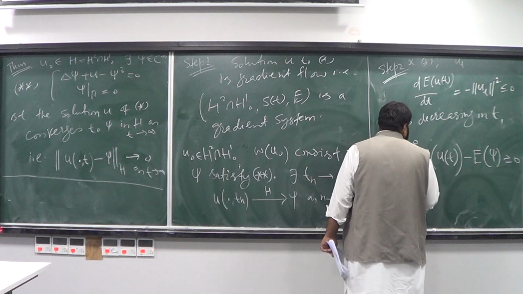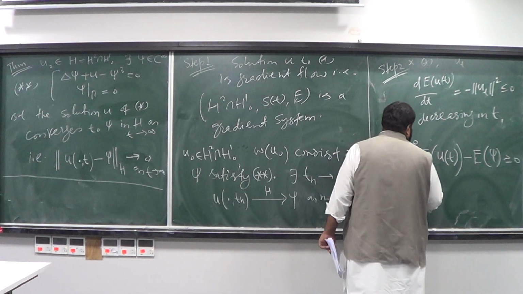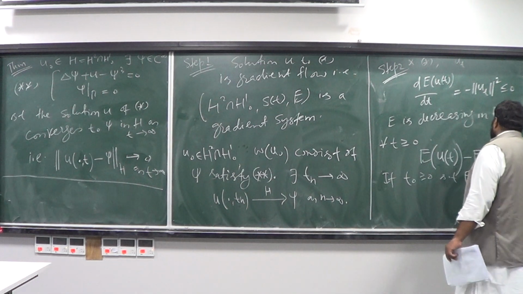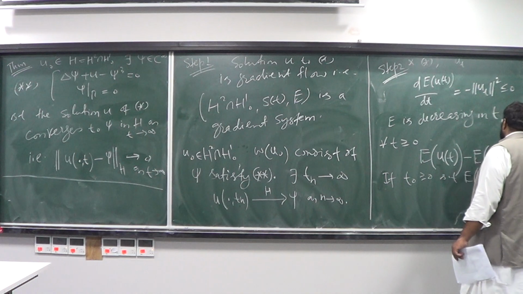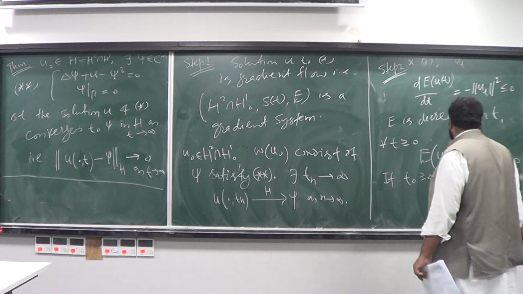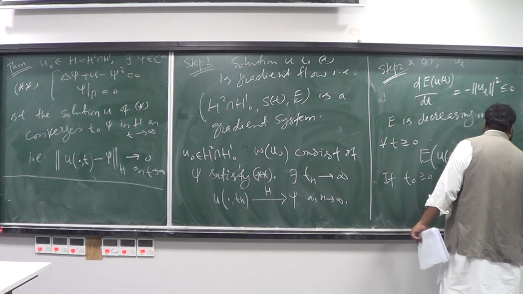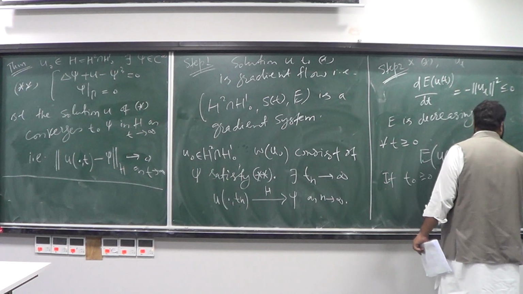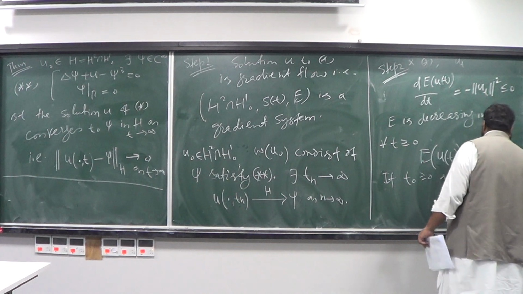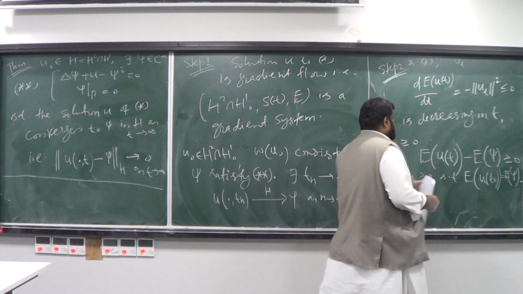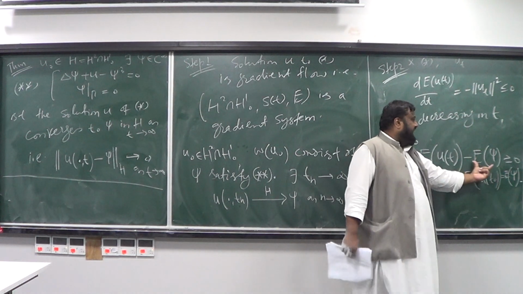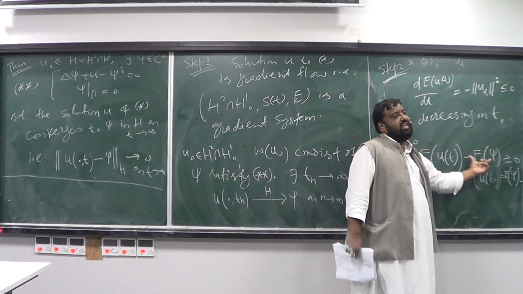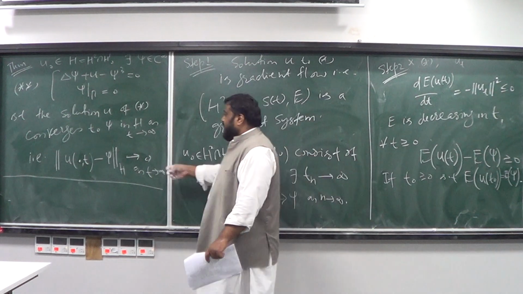Imagine there is an instant t naught, bigger than or equal to 0, such that E of u of t naught is equal to E of psi. Okay, so there is a t naught. Since this quantity can be equal to E of psi, or strictly bigger than E of psi, in both cases I want to show that this conclusion holds.